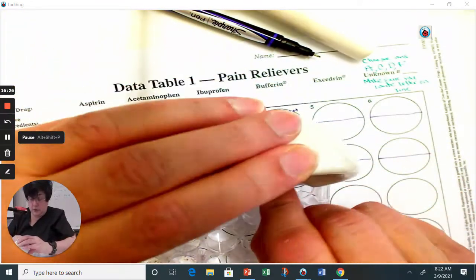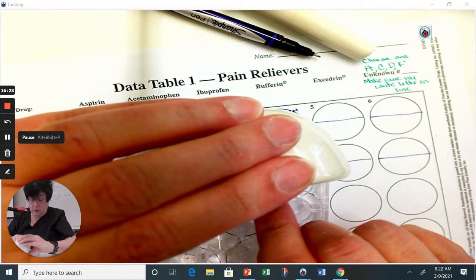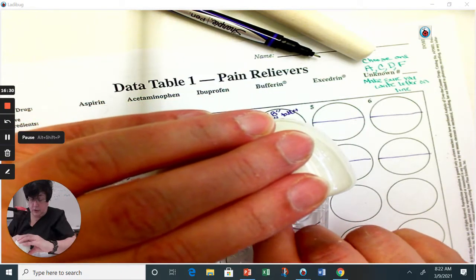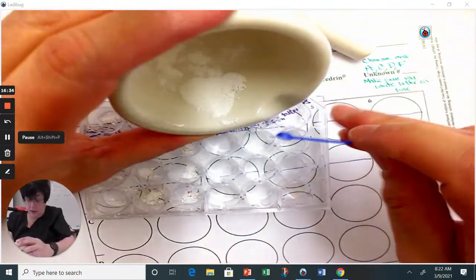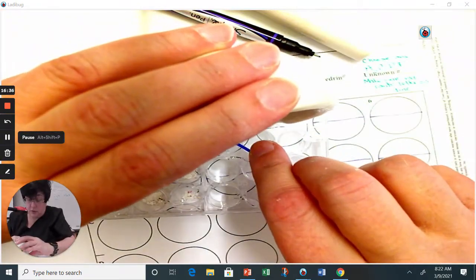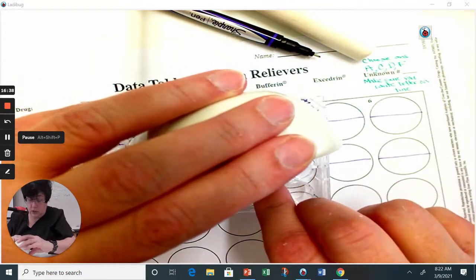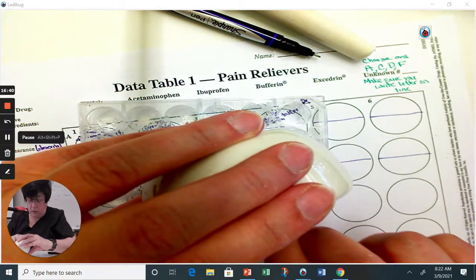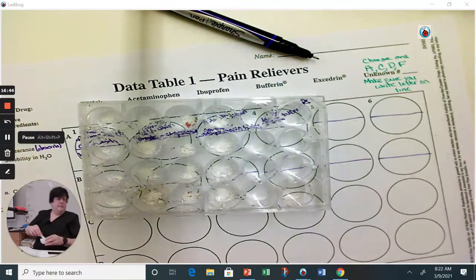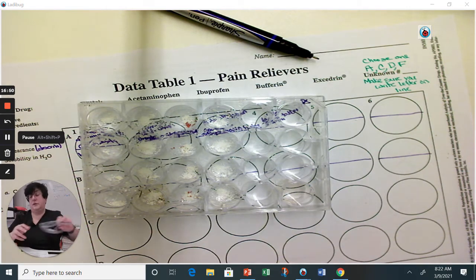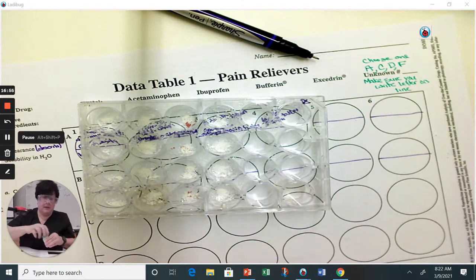So again, I'm just going to corral a little bit of material into each well. I know it's kind of hard to see because the materials are all white and the paper's white. So we're going to probably be going back and forth between a white and a black background on this. And our last one that I have to crush, actually I really should have my safety goggles on in case any of the medicines pop up into my face, is the Excedrin.